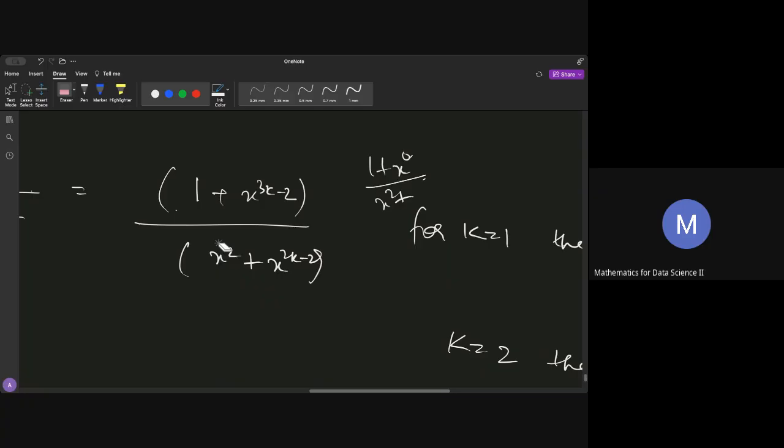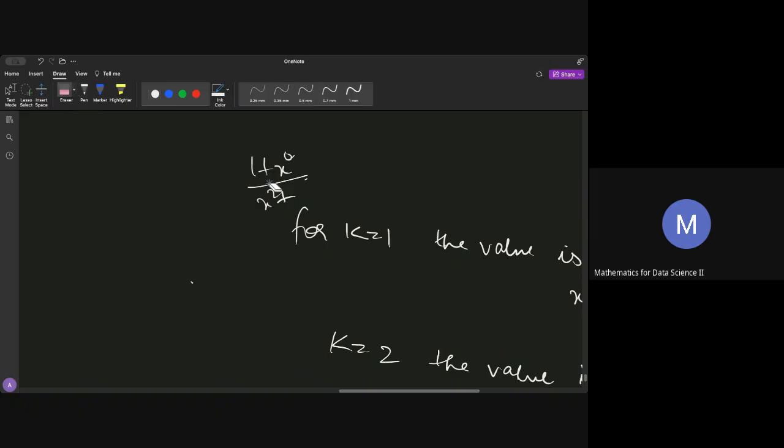Let's take x square common from here. I'll get 1 and I'll get 4 here, x square. And here also I'm taking x square common. I don't think this example works, but a lot of examples do work in this manner, where for different values of k, you get different values for the limit.